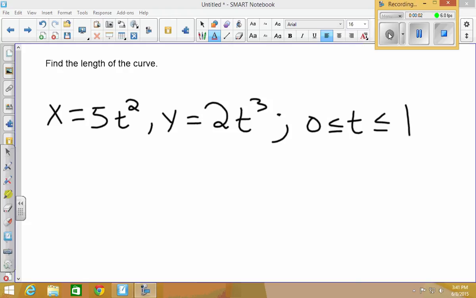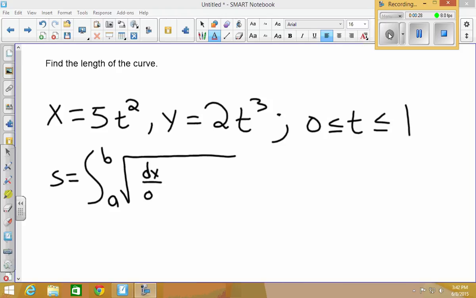Find the length of the curve given by x equals 5t squared, y equals 2t cubed, where t ranges between 0 and 1. Well, recall that the arc length of a curve in parametric form is given by the integral from a to b, the square root of (dx/dt) squared plus (dy/dt) squared, dt.